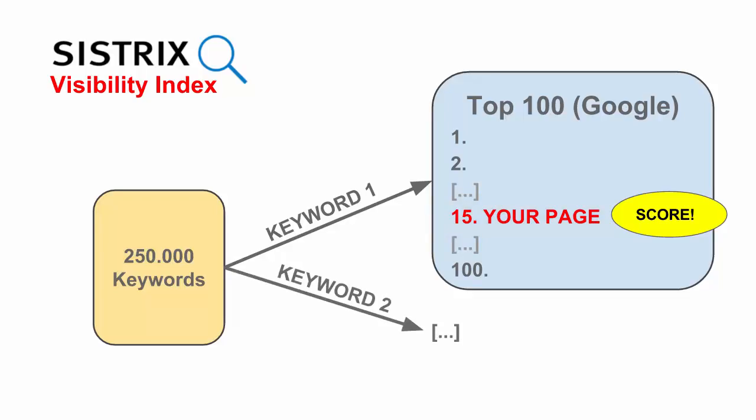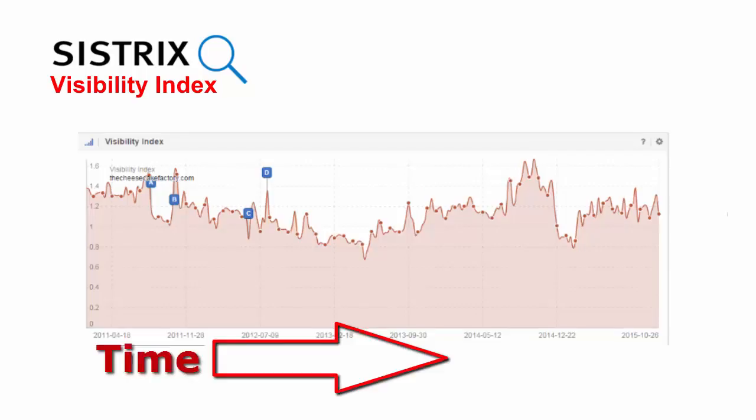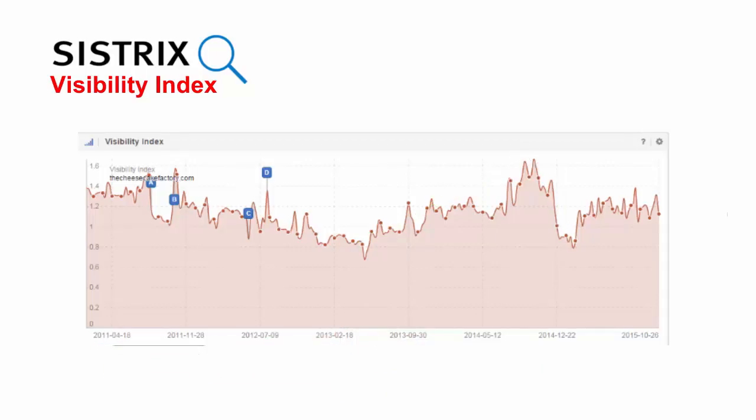This procedure is repeated for all 250,000 keywords, and the single scores are added up to the visibility index. The Sistrix tool observes the visibility index over time. The corresponding graph shows if you improve your search rankings over time or if it changes to the worse. Let's have a look into the tool.